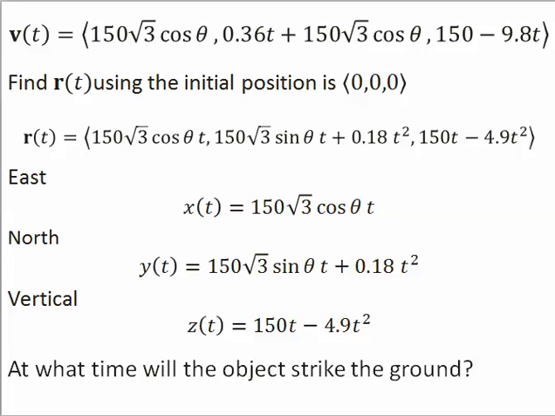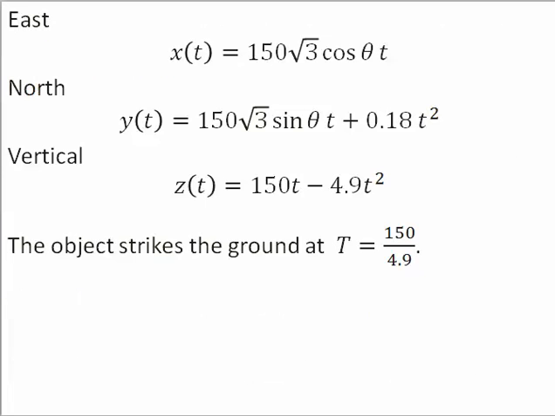At what time will the object strike the ground? The object will strike the ground when the z component is equal to 0. Again, we find that if the z component is equal to 0, then t is either 0 or 150 divided by 4.9.